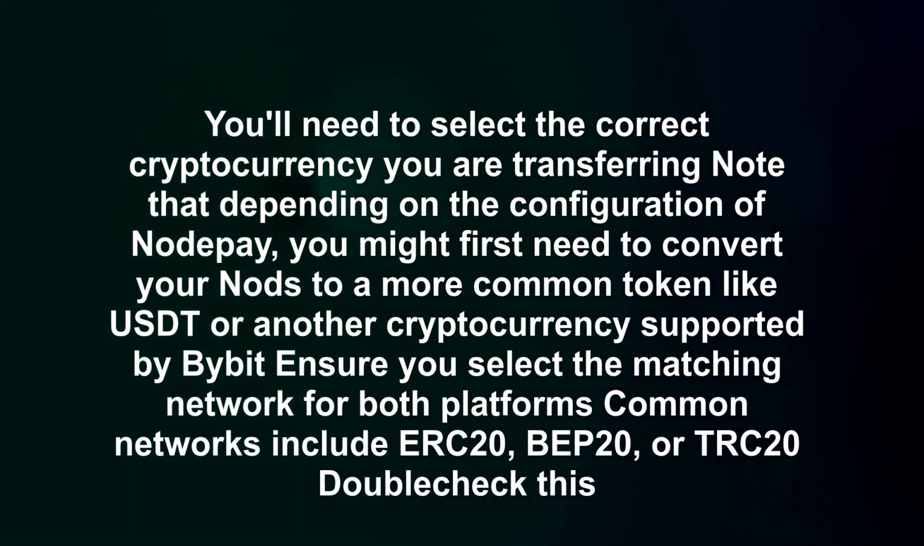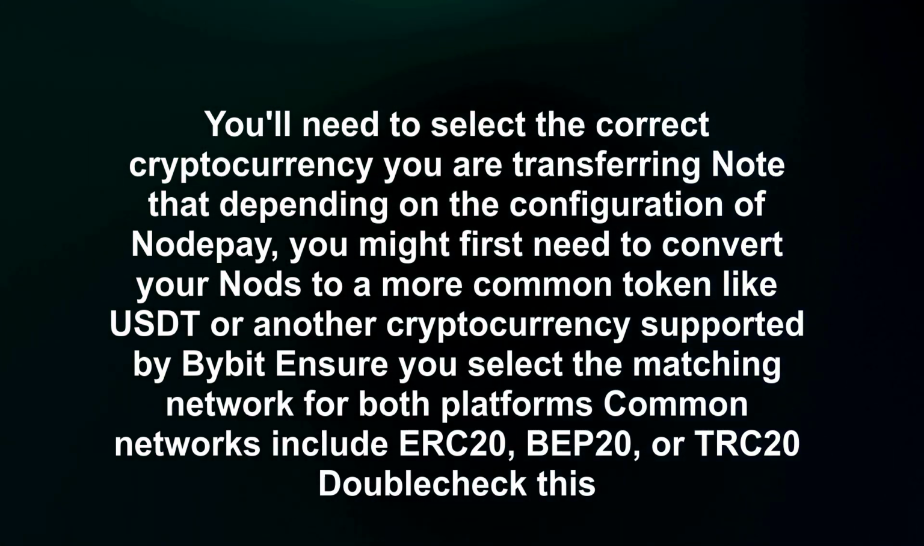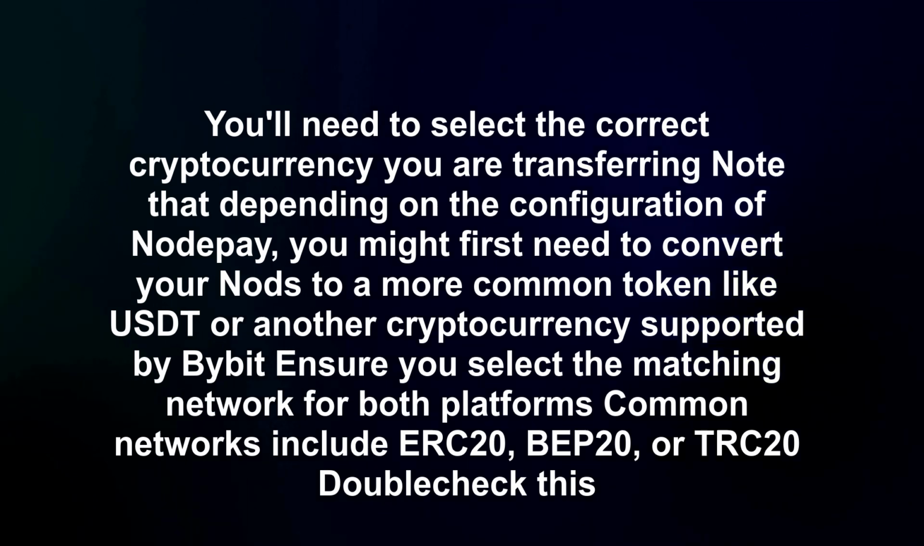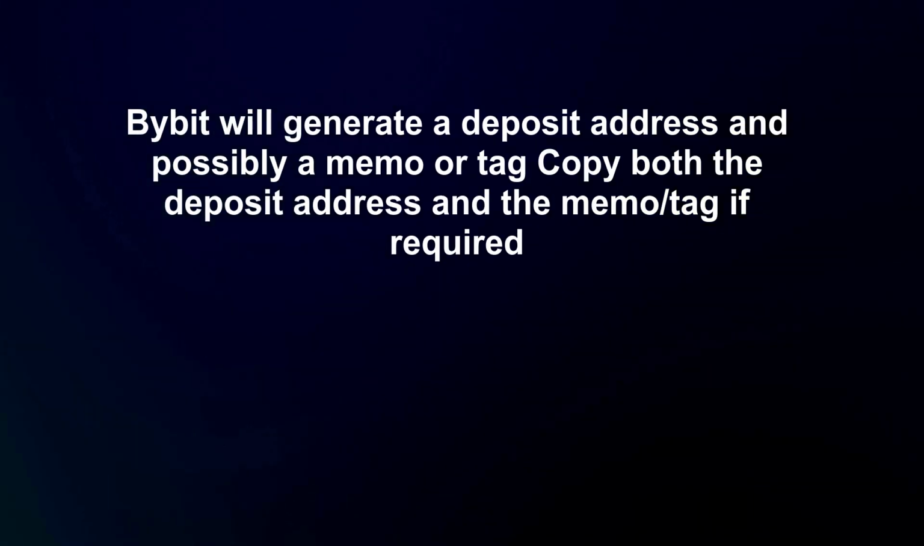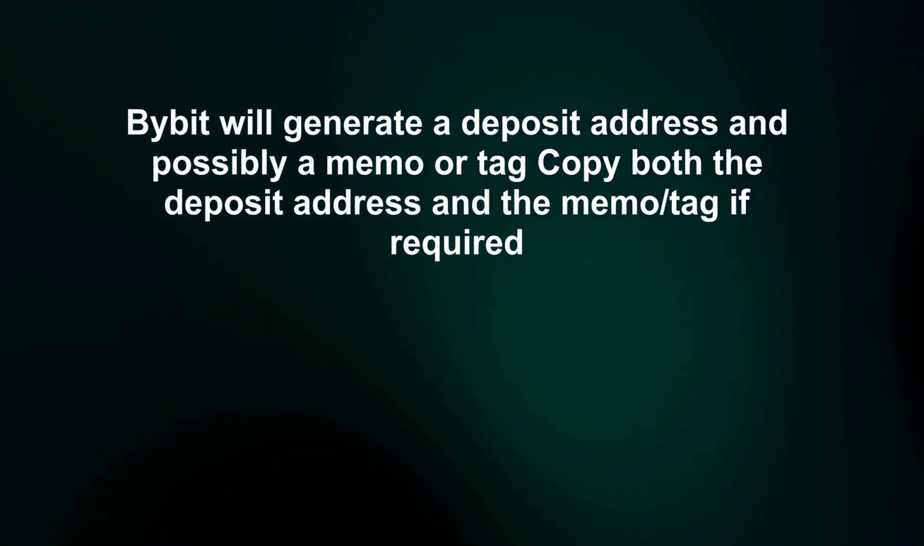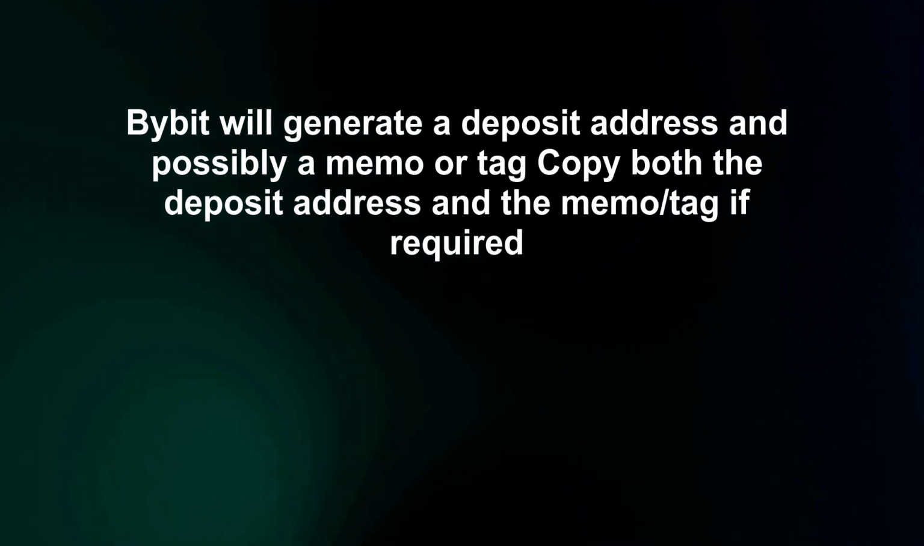Ensure you select the matching network for both platforms. Common networks include ERC20, BEP20, or ERC20. Double-check this. Bybit will generate a deposit address and possibly a memo or tag. Copy both the deposit address and the memo tag if required.